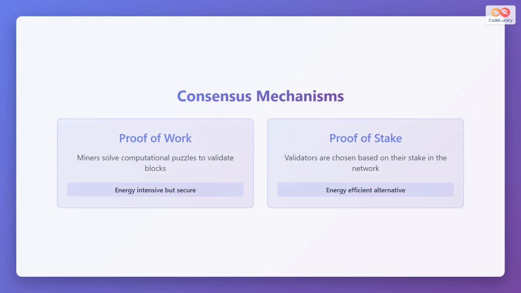Consensus mechanisms are the methods by which a blockchain network agrees on the validity of new blocks. One popular consensus mechanism is proof of work, where miners solve complex computational puzzles to validate blocks. This method is known to be energy-intensive but is also very secure. Another one is proof of stake, where validators are chosen based on their stake or holdings in the network. This is considered an energy-efficient alternative to proof of work.